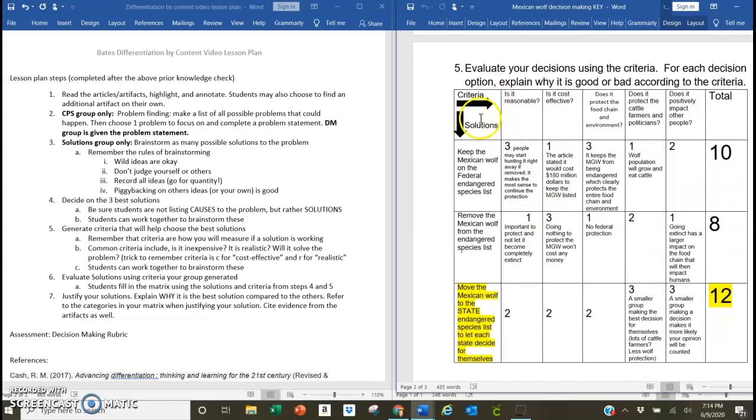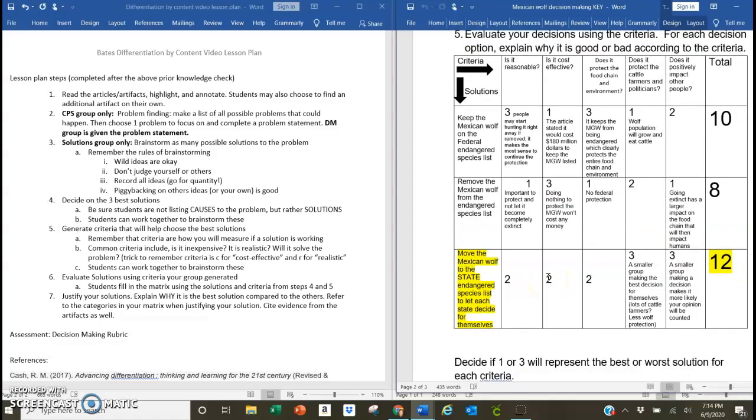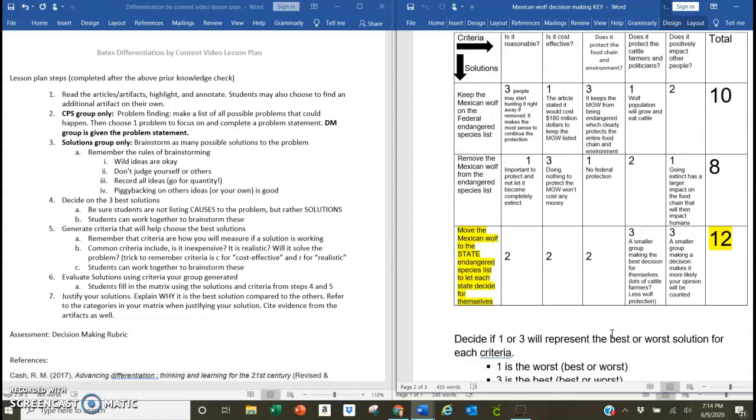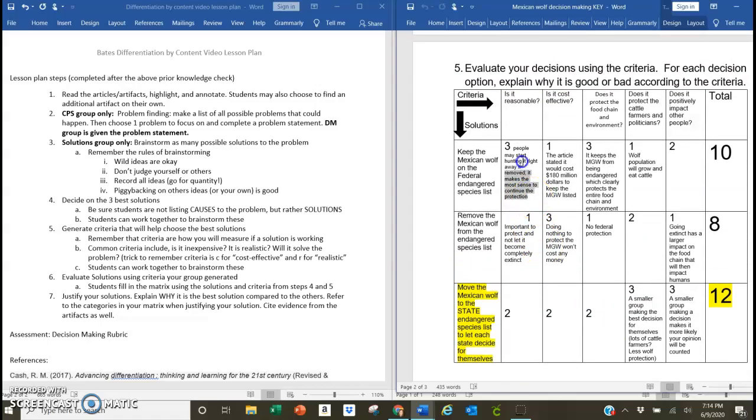Then they'll be given a blank matrix. This just shows an example of a completed one. The solutions group will not have the solutions filled in, but the other group that showed they need a little more support will be given the 3 solutions. They'll be generating criteria. Students will work to fill out this matrix, ranking each as a 1 to 3, being the best or the worst solution. Then they give their justifications for why they ranked it.